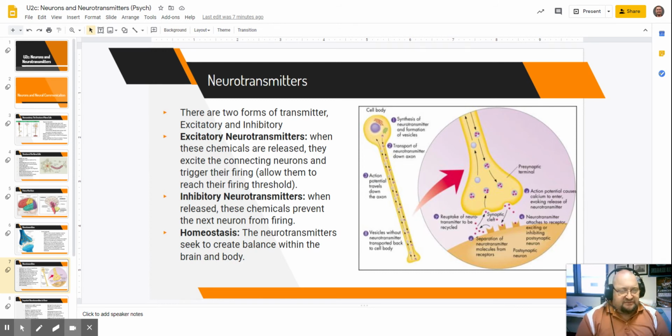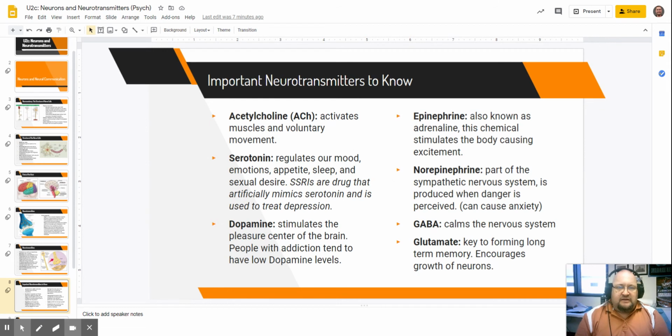In order to achieve balance, the neurons will sometimes release excitatory neurotransmitters to increase the body's response, or inhibitory ones to slow it down. These are some important neurotransmitters that I do want you to know. I will be giving them to you as part of your vocabulary next week. You won't have to worry about them today, but you will have to worry about them in the future. What I want you to be able to do is to identify the purpose. What is it that these neurotransmitters do for the body?